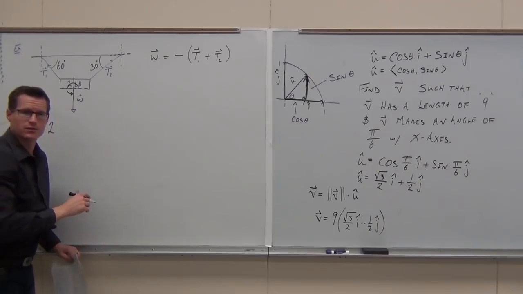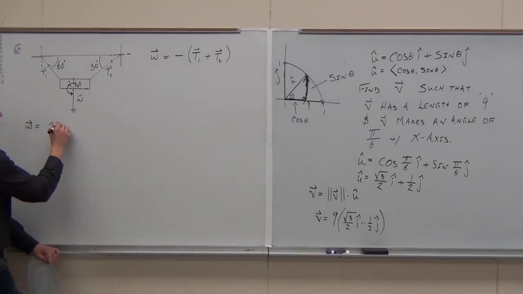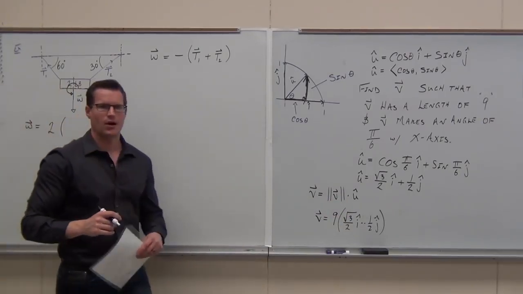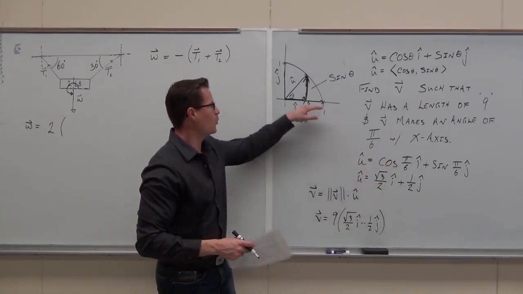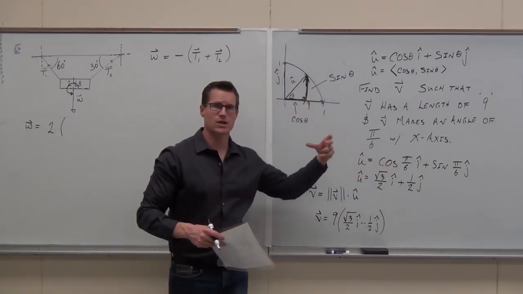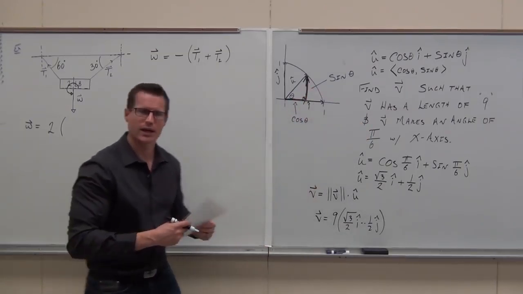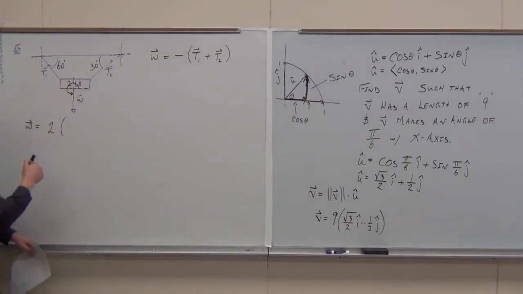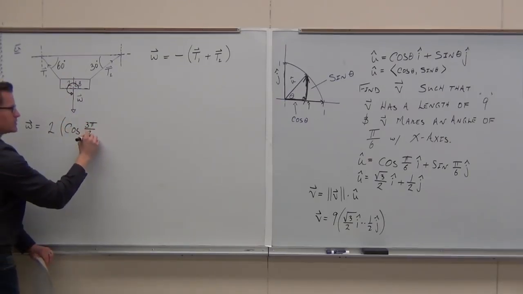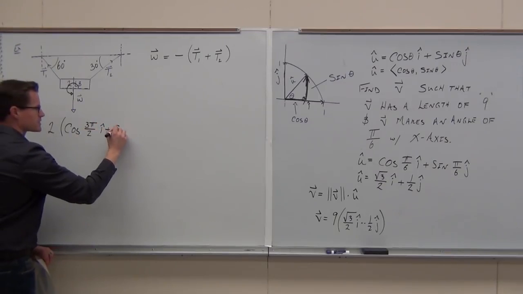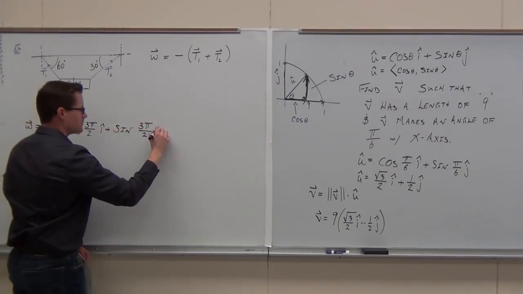How about the unit vector? Vectors are magnitudes times unit vectors. All we've got to do is figure out what angle we've made, take cosine of the angle i, sine of the angle j. Let's try that. What angle did we make with the x-axis? So cosine 3 pi over 2 i plus sine 3 pi over 2 j.